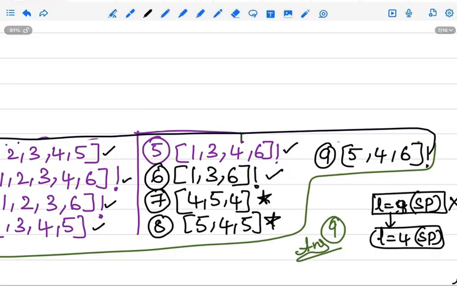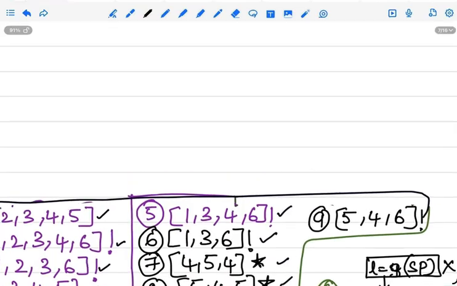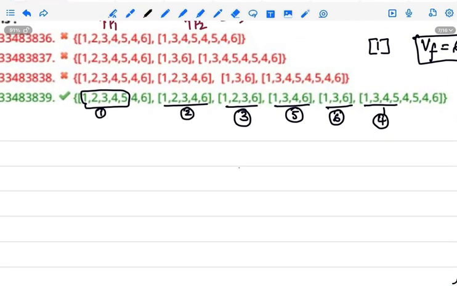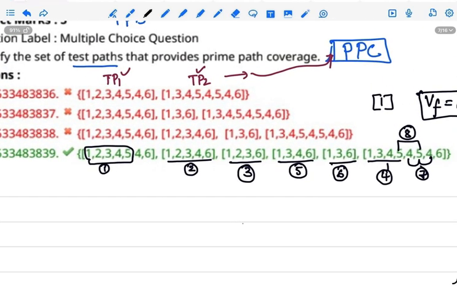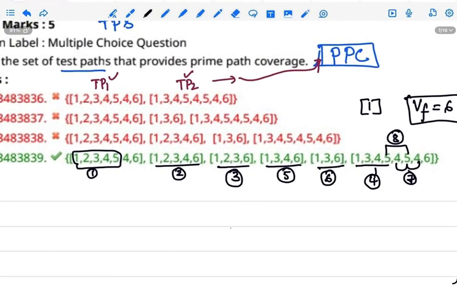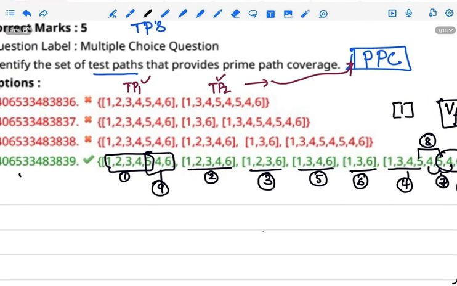Next 5 4 5, 4 5 4, we will check. These two are loops, right? This one 5 4 5 and 4 5 4 are also covered, that is 7 and 8. One prime path is left, 5 4 6. So 5 4 6 is here, right? So prime path 9 is there. Here also 5 4 6, 9 is also covered. So this option is correct.